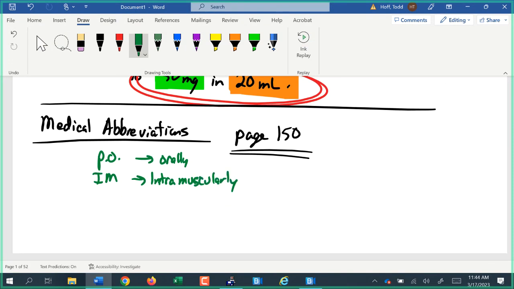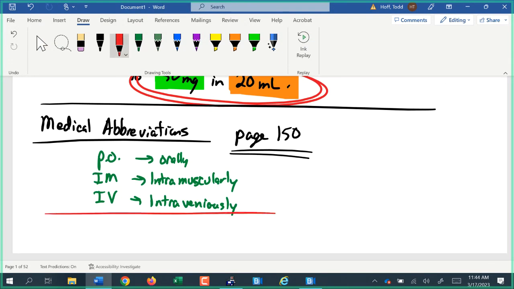So it's an injection directly into the muscle. IV is the tricky one. Intravenously means you actually have to find a vein with the needle to get it directly into the bloodstream.